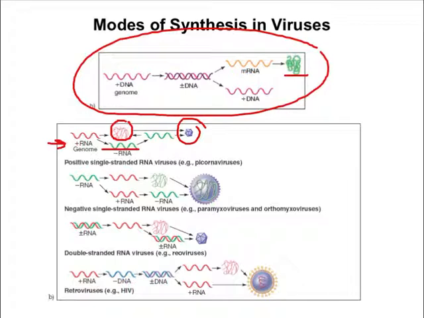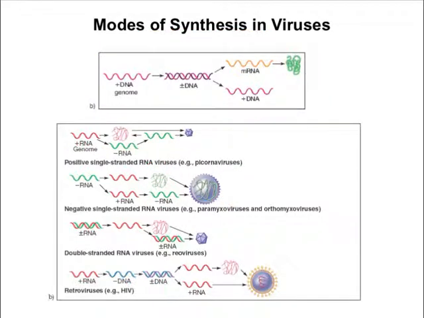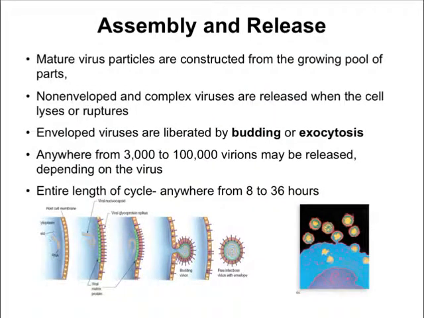In the negative strand situation, we need to make a positive strand by copying the negative strand, and from that we can then make the proteins and more negative RNA to package into the new viral capsids. So this should give you an idea of the diversity of various viruses and how they might go about taking over the cell's machinery. Now let's look at assembly and release.